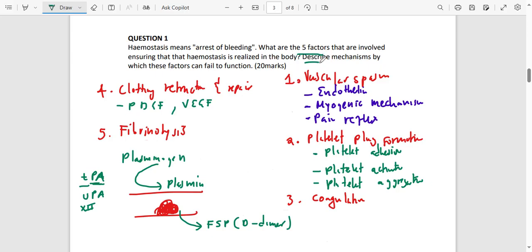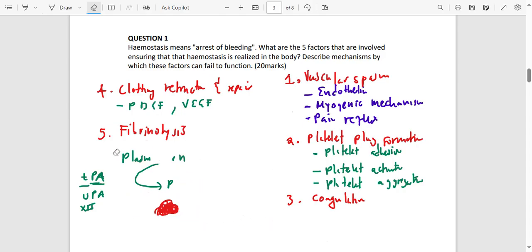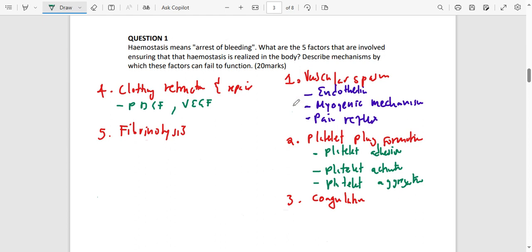The second part of the question says, describe mechanisms by which these factors can fail to function. Now that we understand this, what can make them fail will be easy. We can start by looking at each one and what can affect them so that they don't function well. Anything that you think can make these factors fail to function, you can pick any one and say what can make it fail. For example, vascular spasm, or the others?